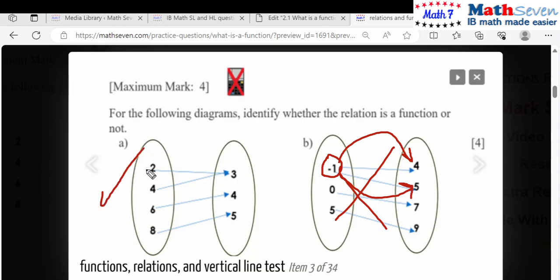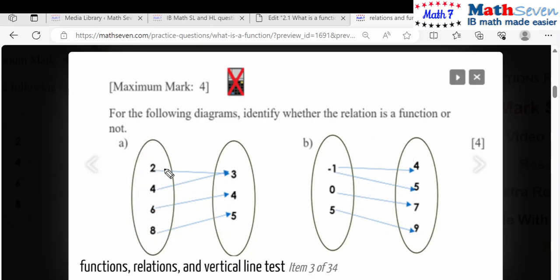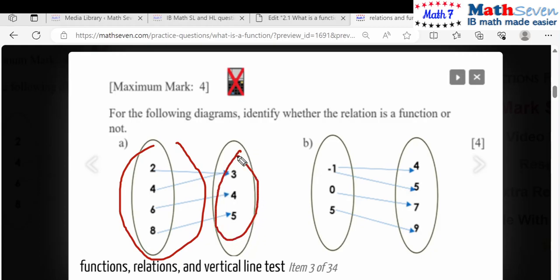Part A is a function because 2 is constantly giving me 3. 4 is constantly giving me 3. 6 is constantly giving me 4. 8 is constantly giving me 5. It doesn't change. So if I repeat the same experiment, this one is going to give me the same output.